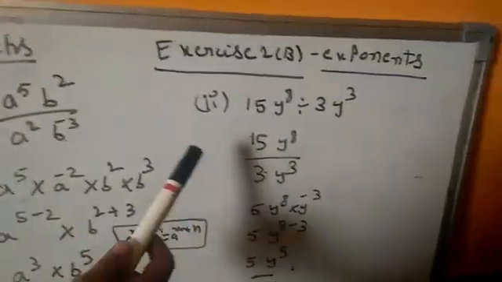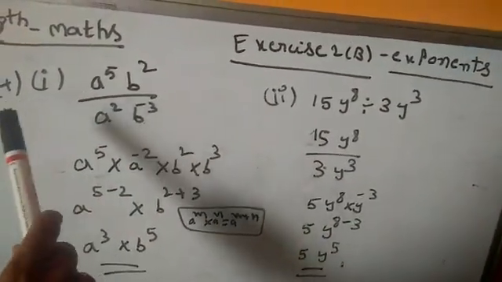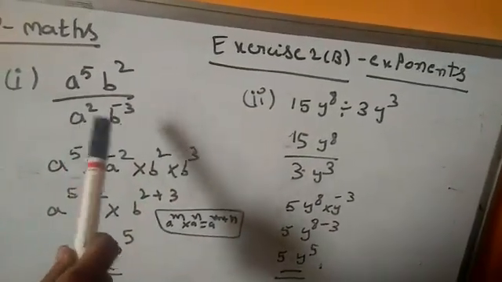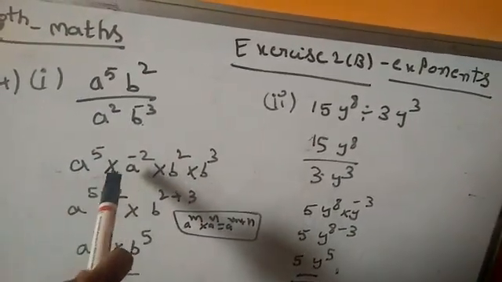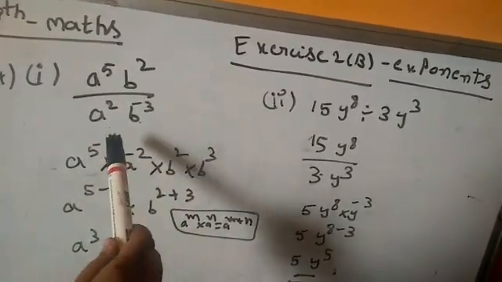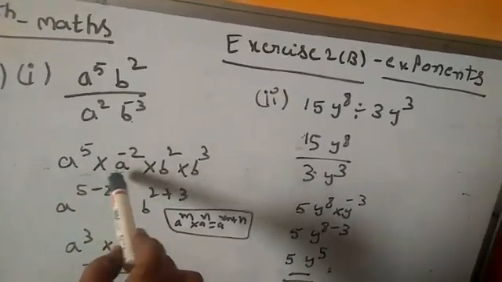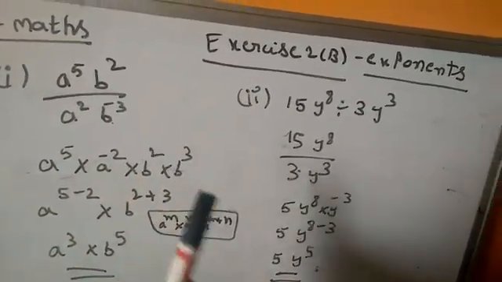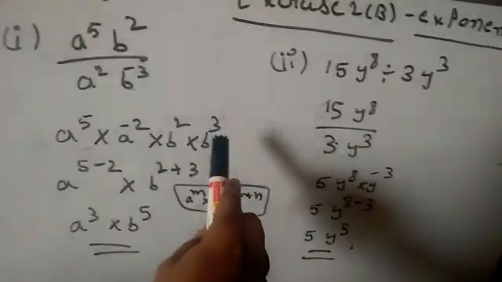We are going to learn about exponents, Exercise 2B, fourth main problems. Simplify a to the power of 5 into b square divided by a square into b to the power of minus 3. Here the denominator a square is there. It will go to the numerator and the sign will become minus. So a to the power of 5 into a to the power of minus 2 into b square, same into again b to the power of minus 3 will go to the numerator. Minus 3 will become plus 3.